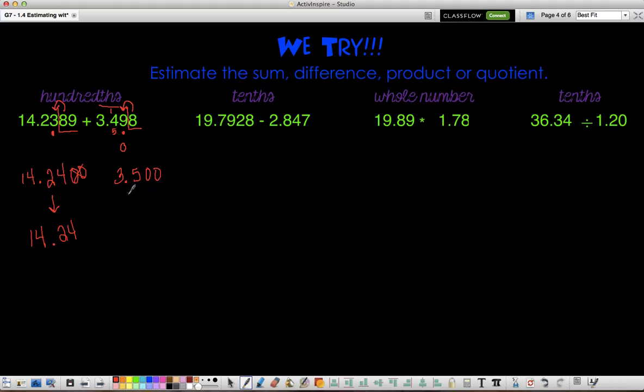Okay, so then what I do is I want it to end in the hundredths place. So this time I am going to end up keeping one of my zeros. So it's 3 and 50 hundredths. And then I can go ahead and add.